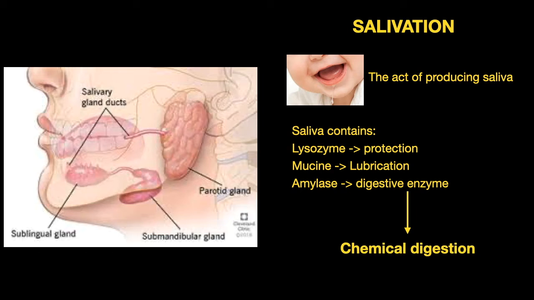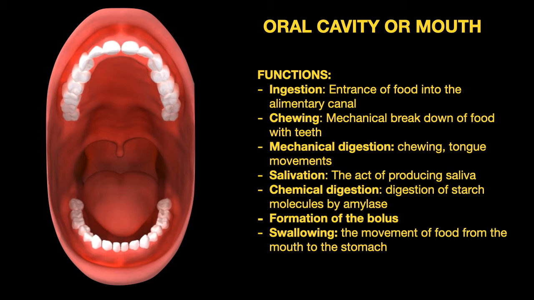Lysozyme is an enzyme that destroys some bacteria present in the food. The digestive enzyme named amylase breaks down the most complex sugars. It starts the chemical digestion of starch molecules, which are present in many foods like bread, potatoes, and rice, and transforms them into simple sugars. By this time, the bolus has already been formed and swallowing begins.